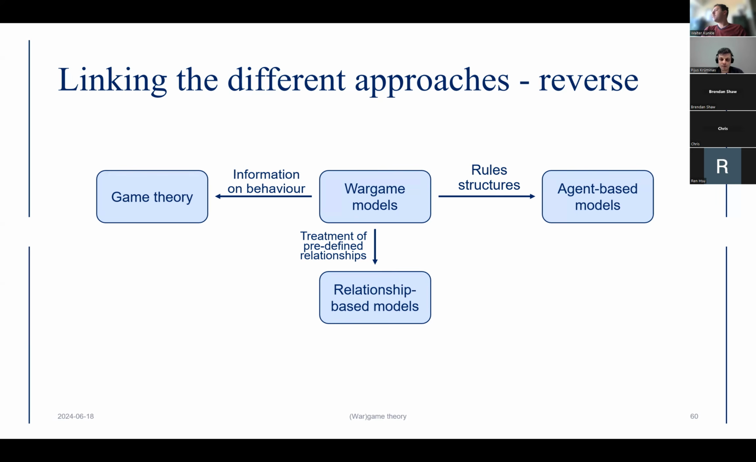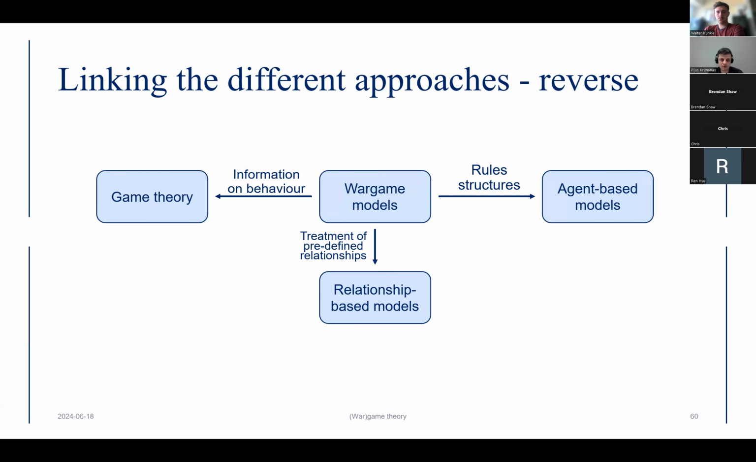In terms of agent-based models, wargames can definitely help inform on the rule structures of the behavior and the definitions and the boundaries of decisions that are being made, and how decisions lead to payoffs and how the feedback loops work. While for relationship-based models, what wargame models can help with is to understand the treatment of predefined relations, so how humans react to the relationships that you model in your environment and how they adapt their decisions based on that.